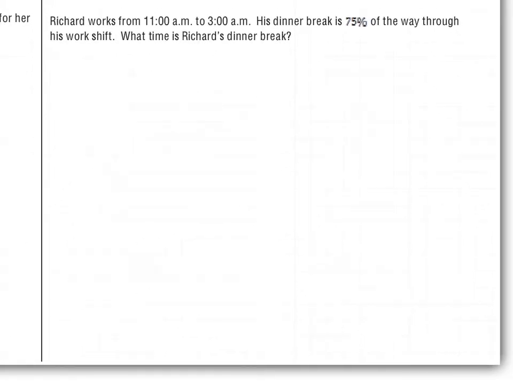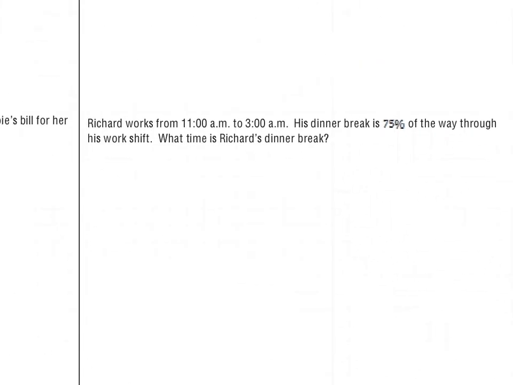Coming down, it says Richard works from 11 a.m. to 3 a.m. His dinner break is 75% of the way through his work shift. What time is Richard's dinner break? All right, so this one we have to actually use this time information here to figure out how long he's working. And then once we figure out what 75% of the way through that is, then we can go ahead and get that started.